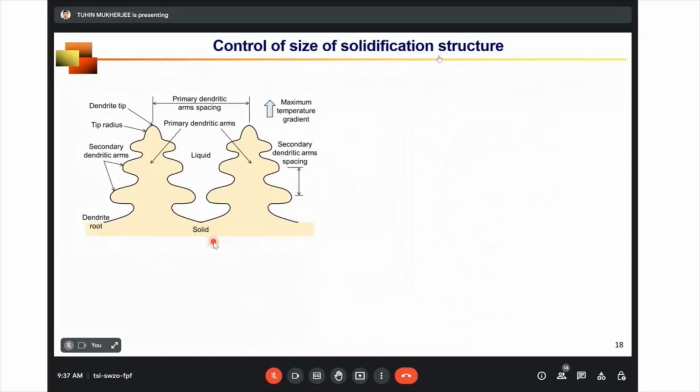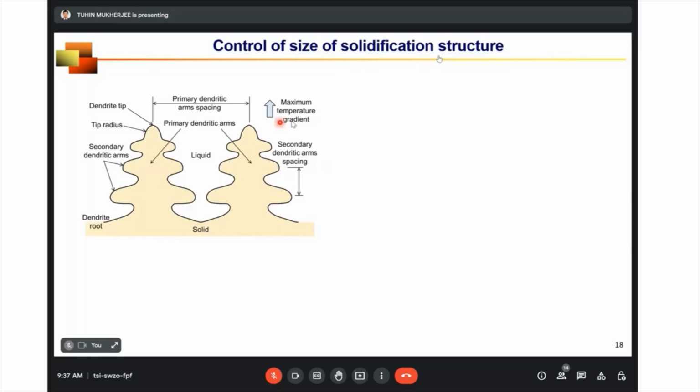Now let's say we form columnar dendrites. Now there are many features of columnar dendrites. Like let's say there are two Christmas trees, two columnar dendrites. The distance between their tip is called primary dendritic arm spacing. But each of the columnar dendrites have many small secondary arms, and the distance between two consecutive secondary arms is called secondary dendritic arm spacing. And it has been found that this secondary dendritic arm spacing has significant effect on tensile properties.